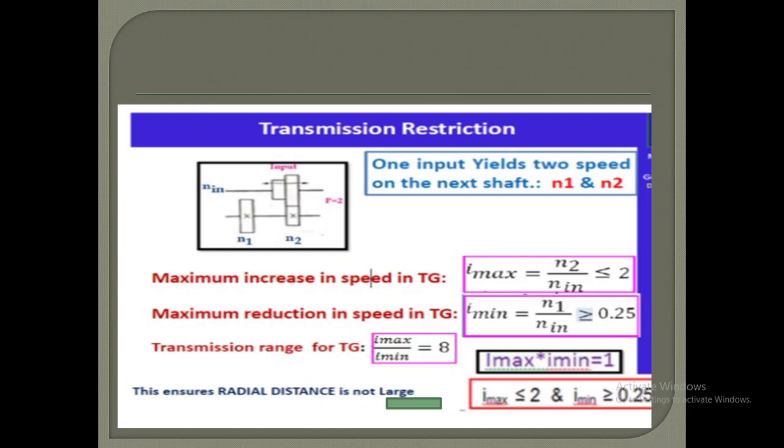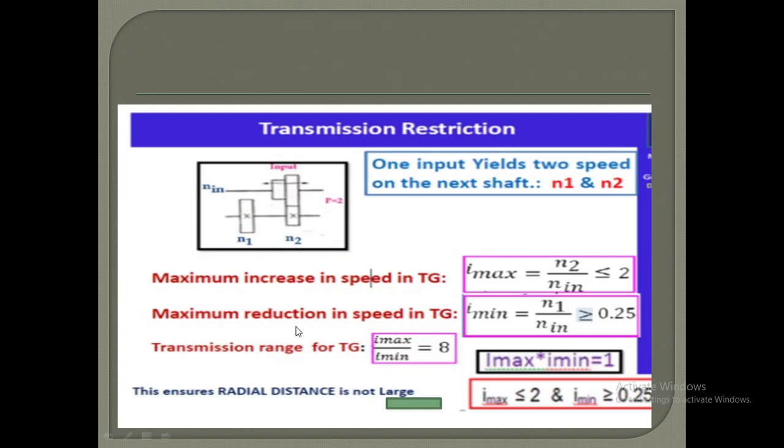Maximum increase in speed in the transmission group: you will get I max in a stage is less than or equal to 2. Remember that. This N2 divided by N input is always less than or equal to 2. Remember that this is the first condition.